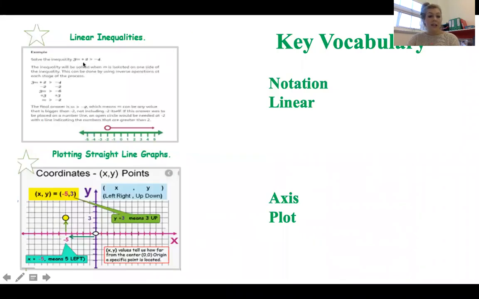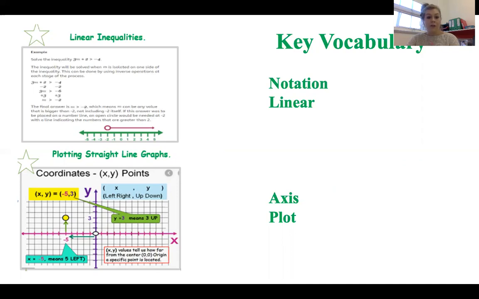So firstly, linear inequalities. In LP1, we looked at being able to note an inequality and plot an inequality on a number line and identify any of the numbers that satisfy that inequality. This particular topic now moves on to being able to solve a linear inequality. So similar to an equation, the notation here is really important because we're using those symbols of greater than, less than, greater than or equal to, or less than or equal to.